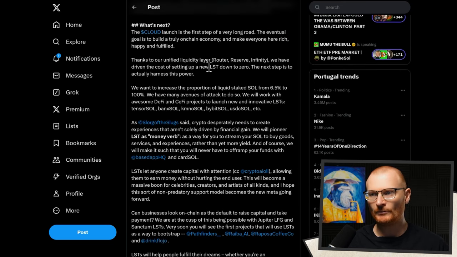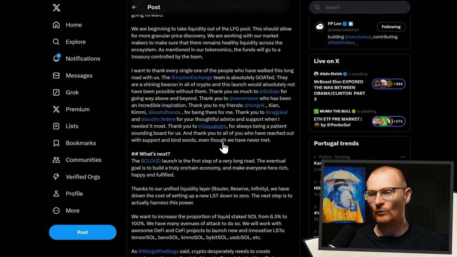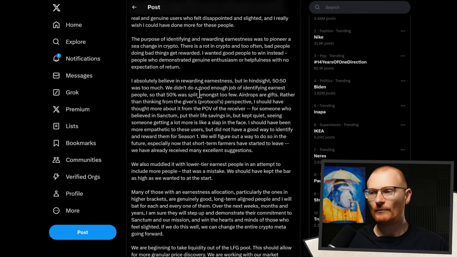It's almost back at $1 billion again. So I don't expect any FUD to actually damage the product. But basically it goes over what's next. And also he said, in hindsight, 50-50 was too much. Identifying earnest people, so that 50% was split amongst too few, airdrops of gifts, and so on and so on.